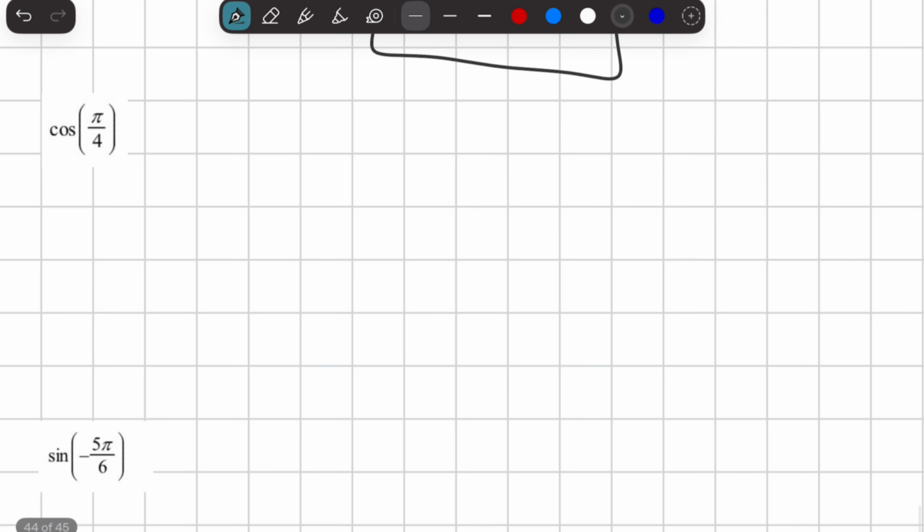Next one is evaluating cosine of pi over 4. So basically, what does this ratio equal? This is where you have to understand your radians. We have to know that pi is 180, so if we divide 180 by 4, we're going to get 45. That's the same thing as knowing that pi over 2 is 90, and if you divide 90 by 2, you get 45.